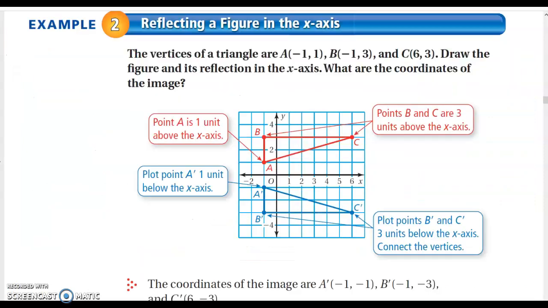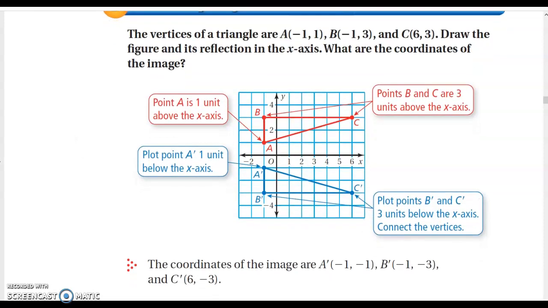Let's look at this first example where we're reflecting across the x-axis. If you notice, the vertices of the triangle are (-1, 1), (-1, 3), and (6, 3). Okay, so in the pre-image, which is in red, of course, we have those coordinates. Now, what do I do if I'm going to reflect across the x-axis? I'm going to affect the y-coordinate simply by multiplying -1 by each of the y-coordinates.